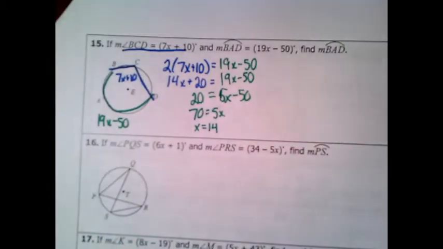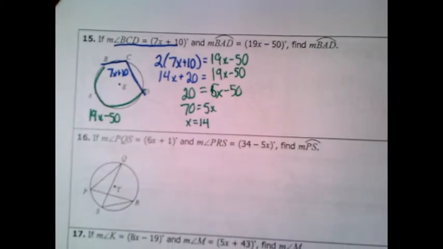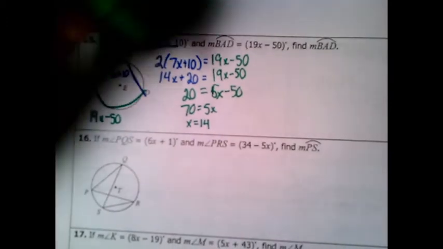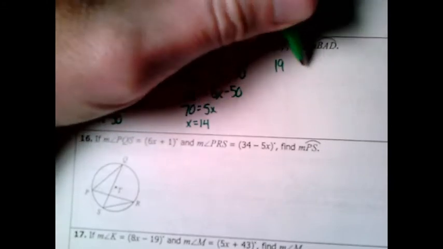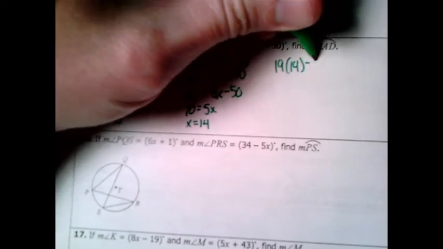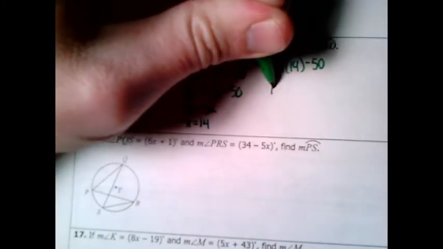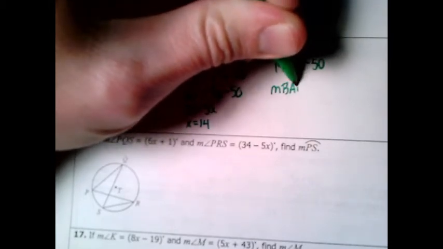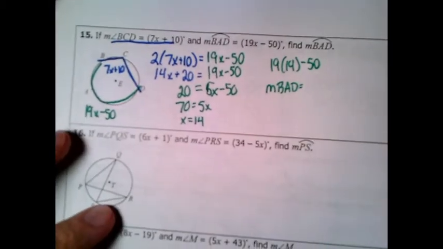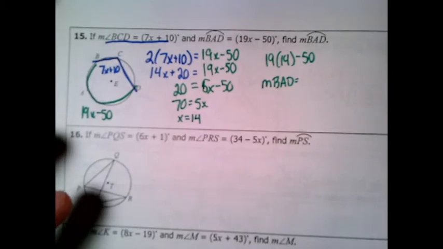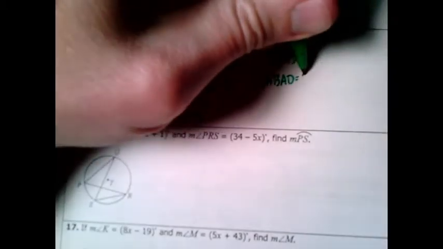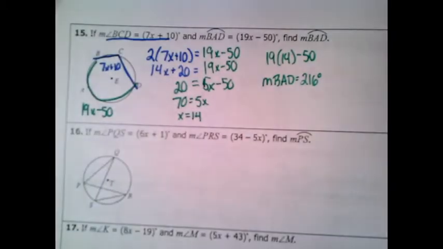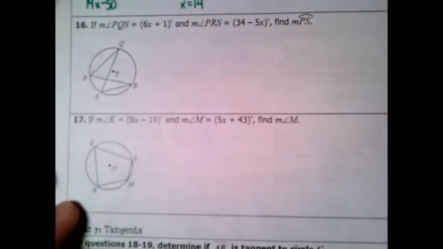Okay, but in this they want angle or arc BAD. So BAD is the green part. I just got to plug it back in. So BAD. 19 times 14 minus 50 is a whopping 216 degrees. So that's number 15. Number 16.